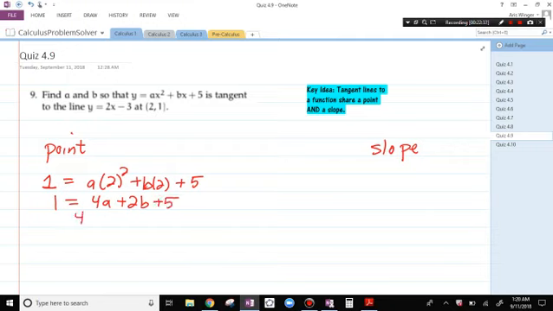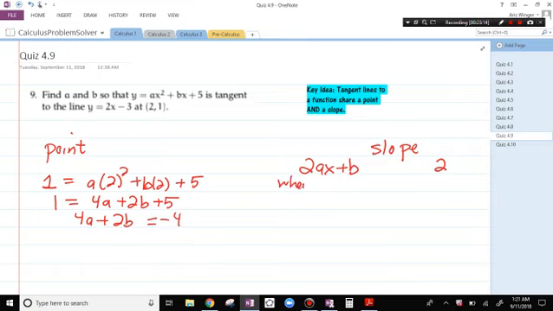We can write this as 4a plus 2b equals -4, subtracting 5 on both sides. They also share a slope, which means that the derivatives have to be equal. Well, the derivative of ax squared plus bx plus 5 is 2ax plus b. And the derivative, or the slope, of y equals 2x minus 3 is 2. And of course, we just have to remember that this is when x is equal to 2.